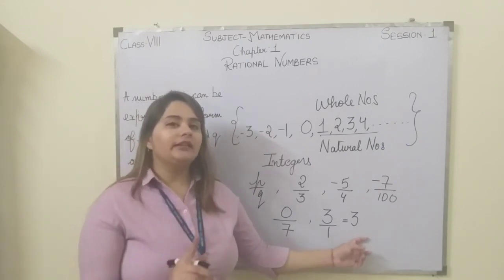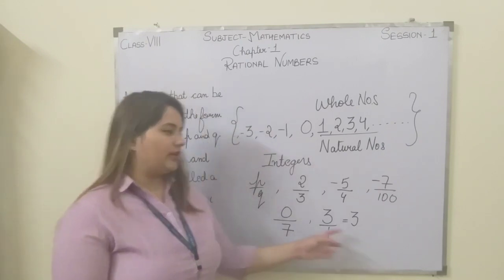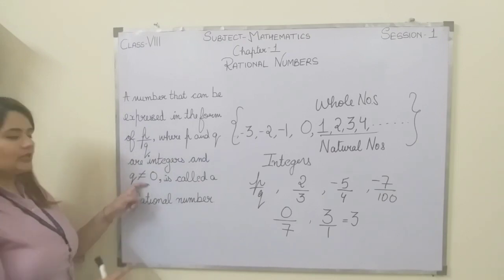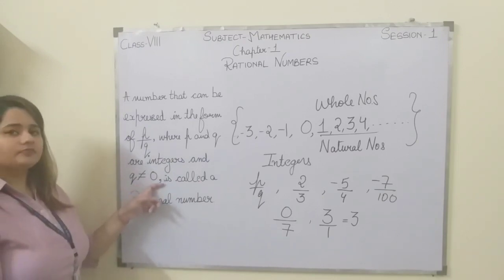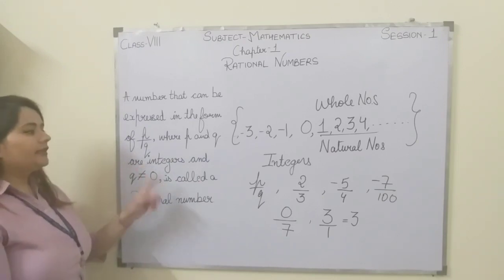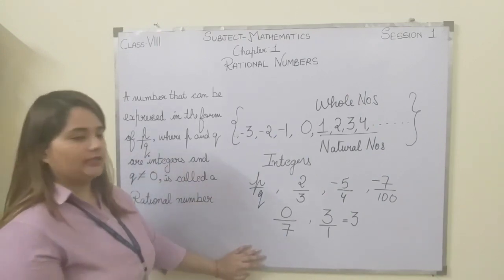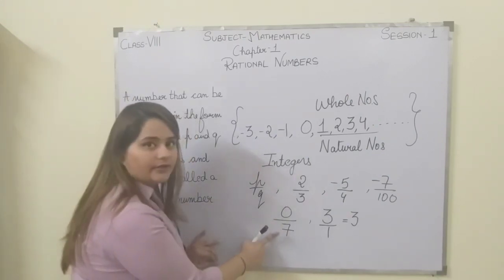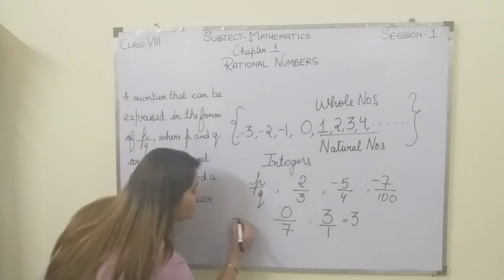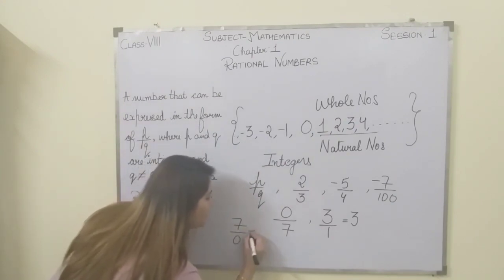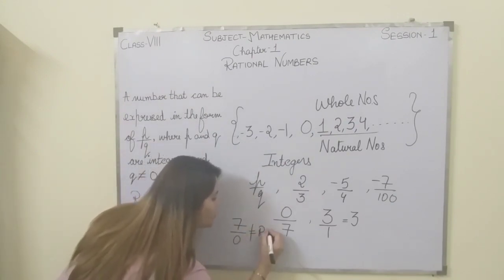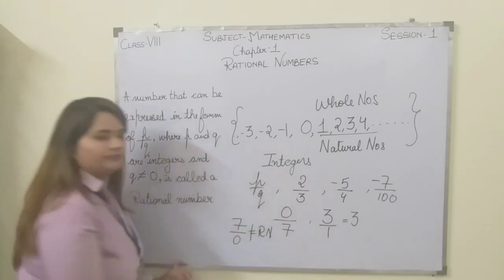But there is one condition in rational number that Q is not equal to 0. It means that the denominator cannot be 0. 0 by 7 is a rational number. But 7 by 0 is not a rational number.